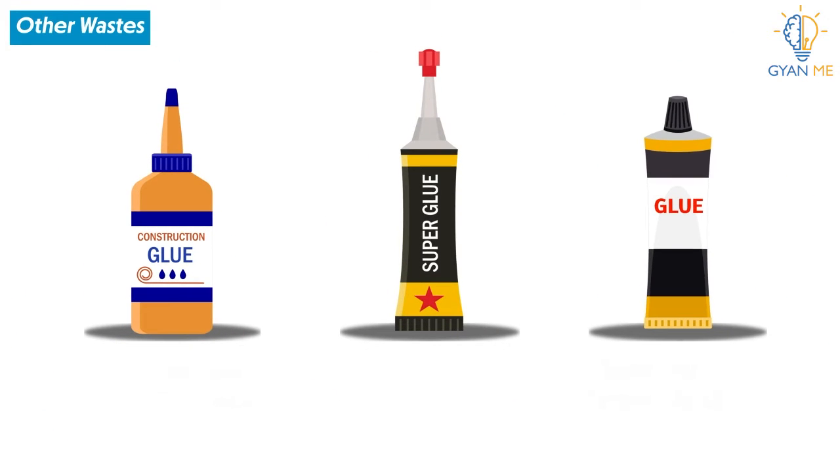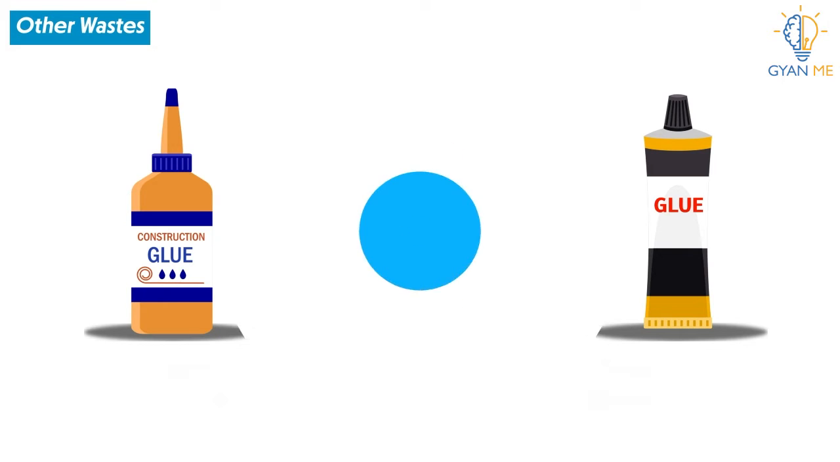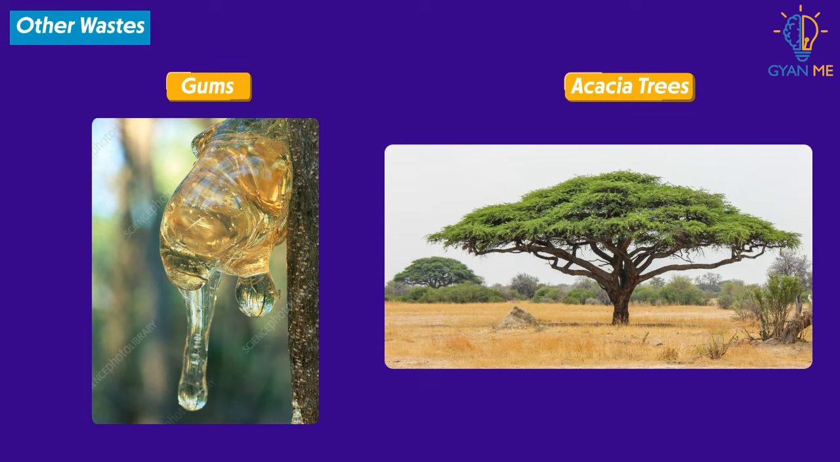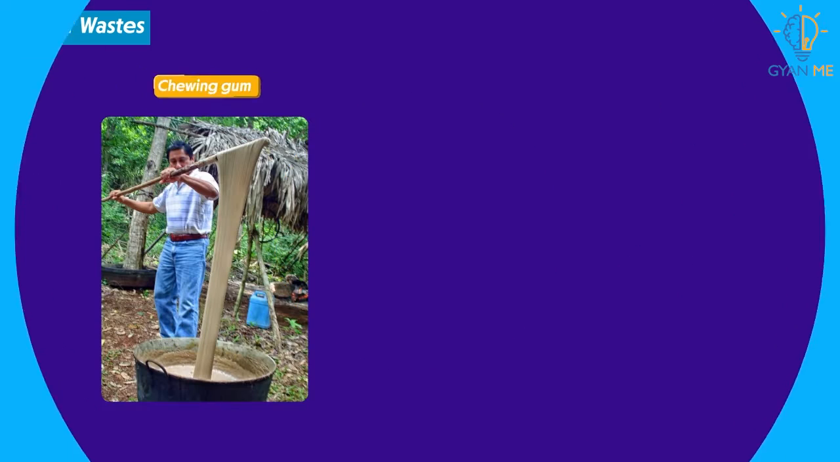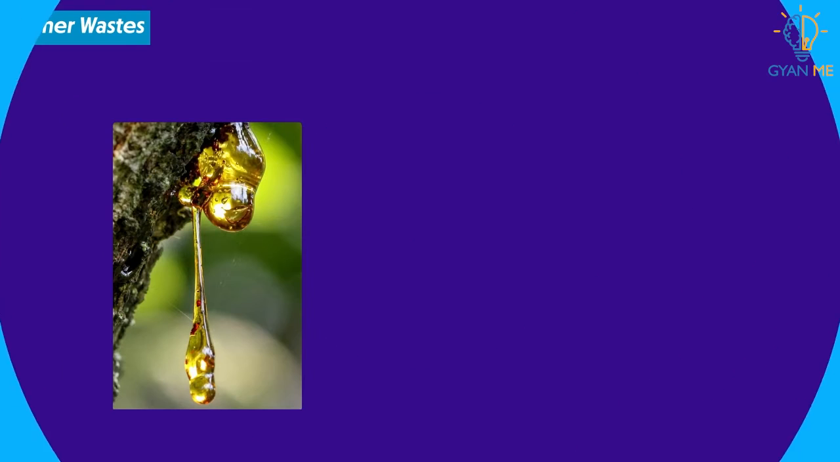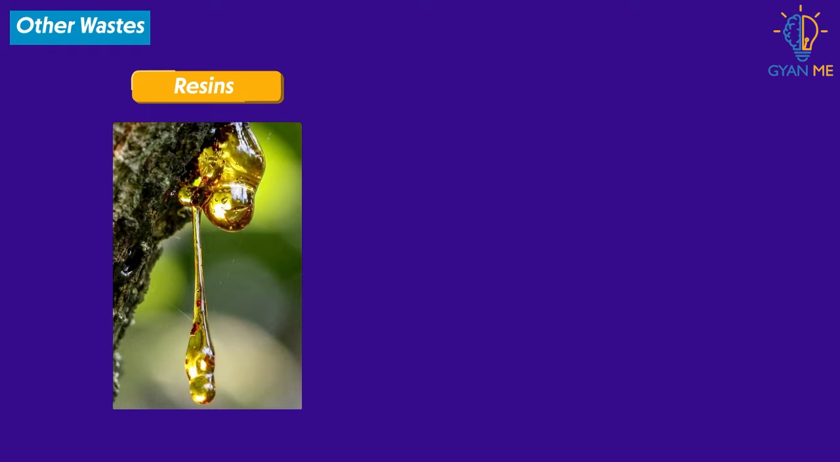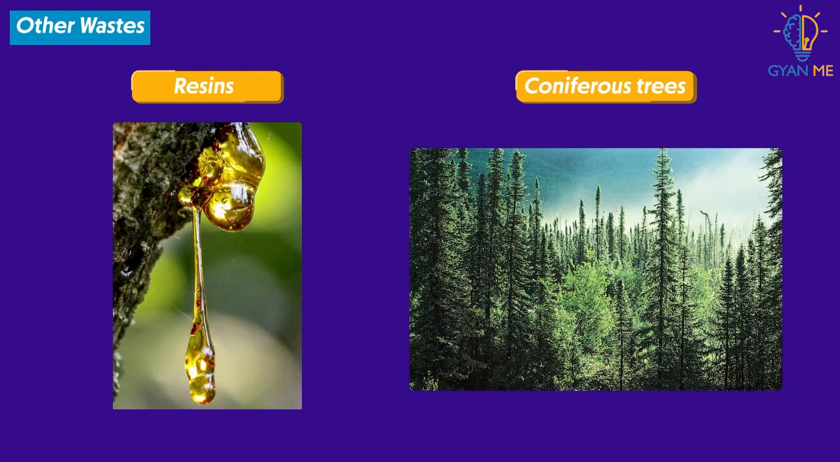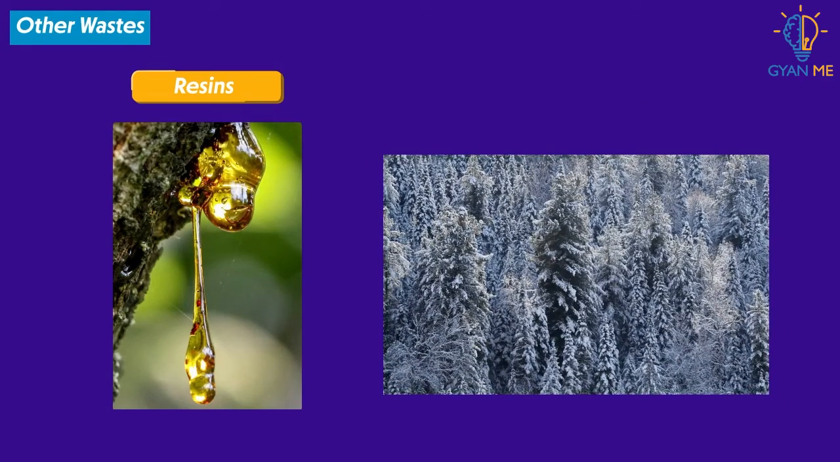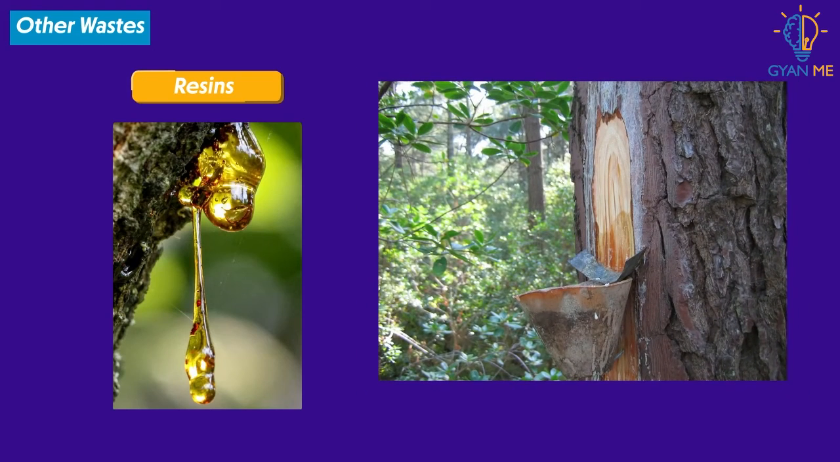We commonly use gum as an adhesive, isn't it? Gums are a type of waste products for some acacia trees, and the gum used in making chewing gum traditionally comes from the chicle tree. However, modern chewing gums use a variety of synthetic sources as well. Resins are waste secretions especially in coniferous trees. Do you remember what conifers are? Yes, the trees which grow in cold environments. Resins are secreted through the bark of these conifers.